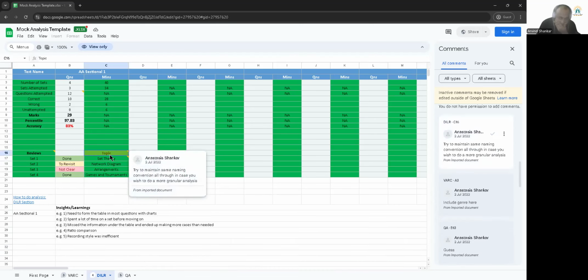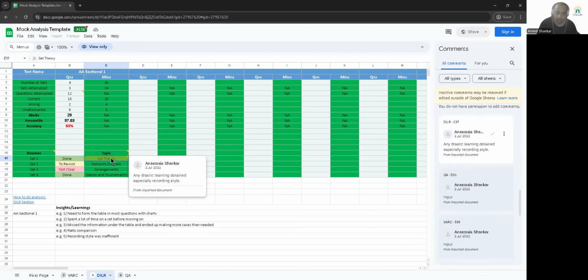For topic, try to maintain the same naming convention. If you're putting down set theory, put down set theory everywhere. Don't do set theory somewhere, do sets somewhere, do Venn diagram somewhere, and so on. A drastic learning obtained, especially in recording stage, put that down in the comment.